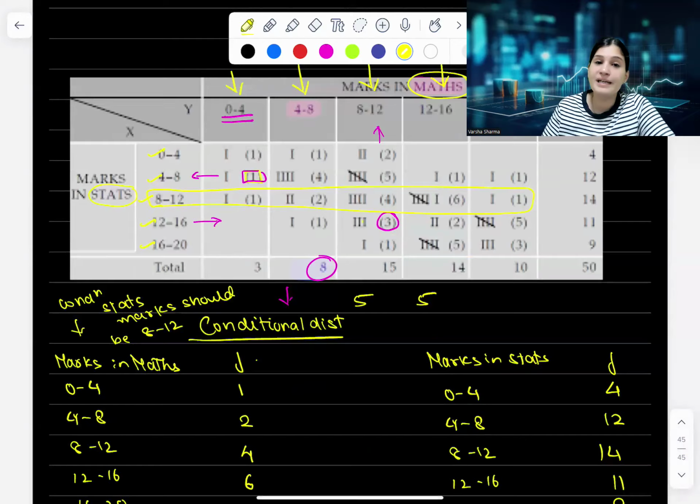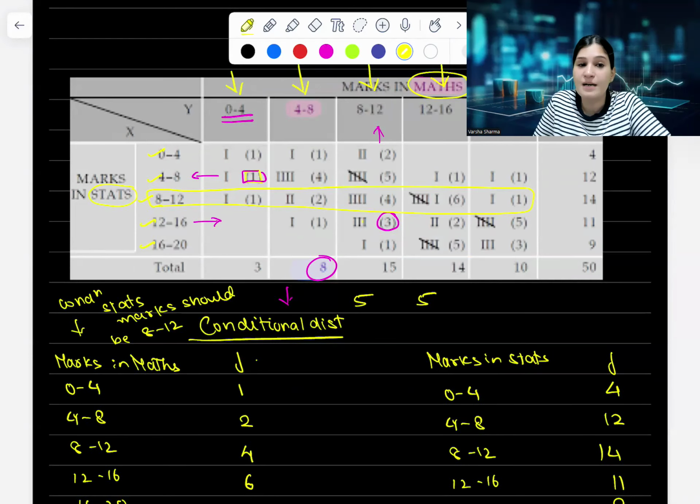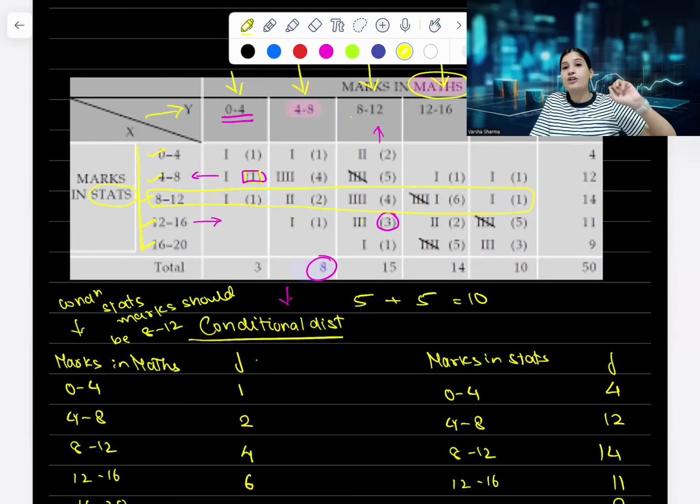So in total, how many conditional distributions are possible? 10. Do you all agree? Why? Because there are 5 rows and 5 columns. So each row and each column becomes a condition for one of the tables. Yes or no?